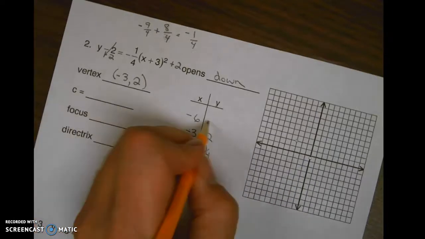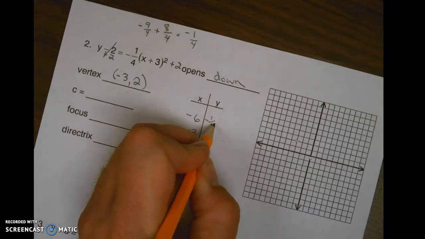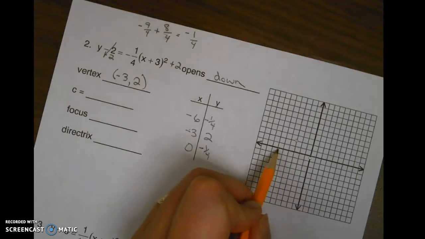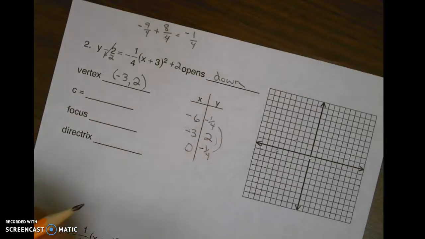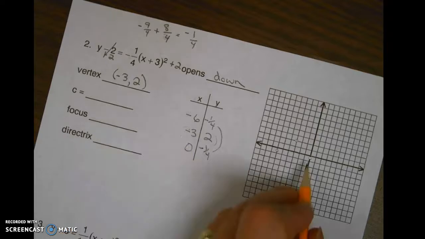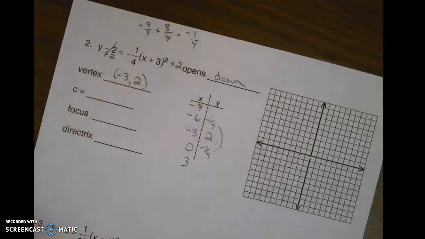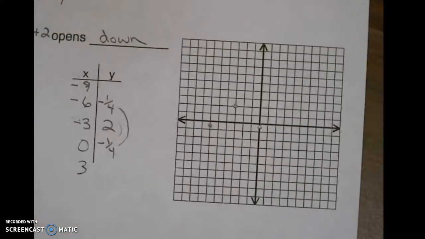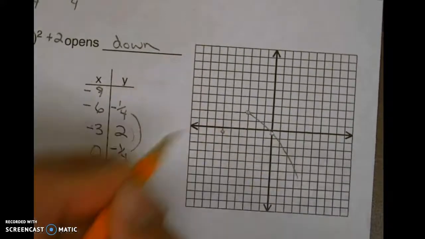And since it's symmetrical, if we go the other direction the same amount of units, it's going to be the same. So -3, -4, -5, -6, -1/4. The symmetry around the vertex. If I wanted to go even further, I could go another 3 units in each direction and get another point. But for time's sake, we'll just go with this for now.